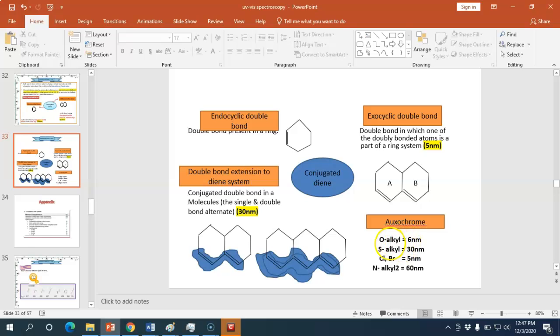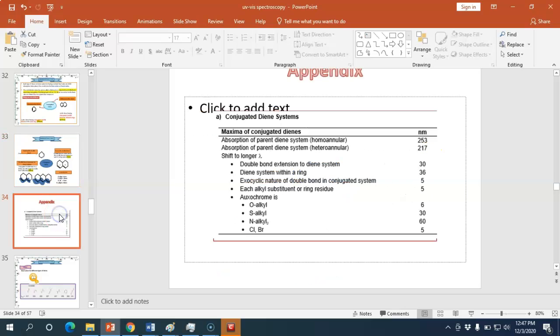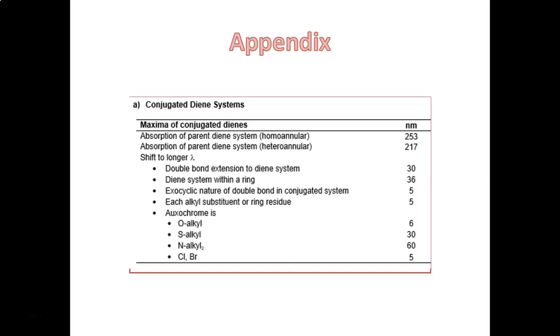So another value that you need to determine is auxochrome. We have O alkyl, the value is 6, and S alkyl, the value is 30. Chlorine and bromine, 5 each, and N is 60 nanometer. Okay, you can refer to this table. This one you're going to use in your calculation, final exam, and also exercise by referring to the appendix here.